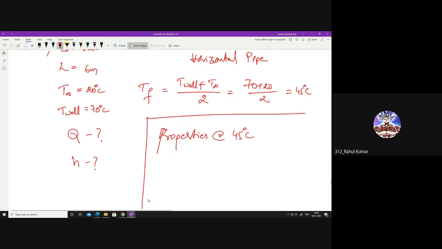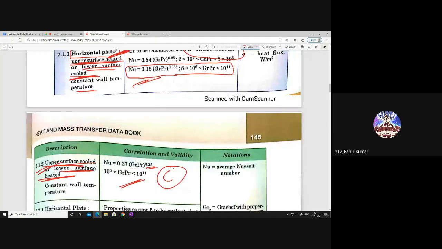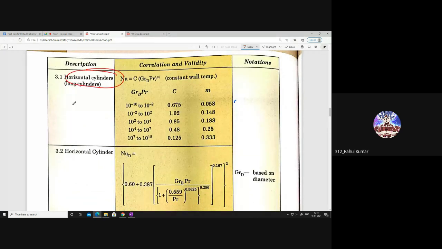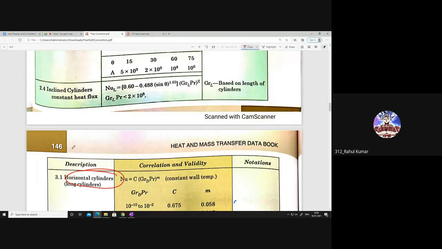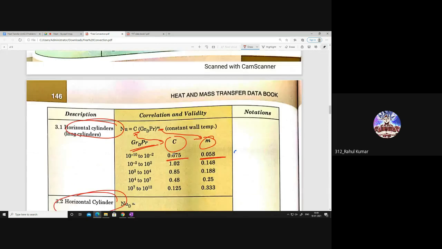So keep that aside and you have to check whether this is a laminar or turbulent flow. So that is one thing. And you move to the formulas in the data book. They are here for horizontal pipes. You can see the horizontal cylinder, horizontal pipe kind of thing. So you can use any formula given to you here. Basically, you have to find the Grashof times Prandtl and see in which range it is falling. You will choose the appropriate C and m here. So then it will solve it.